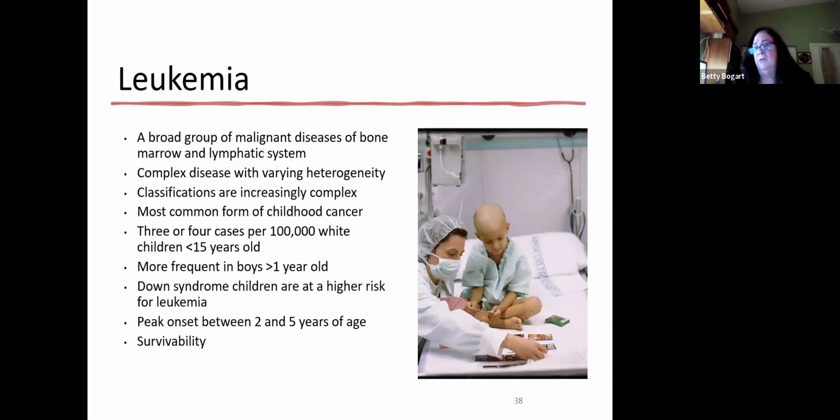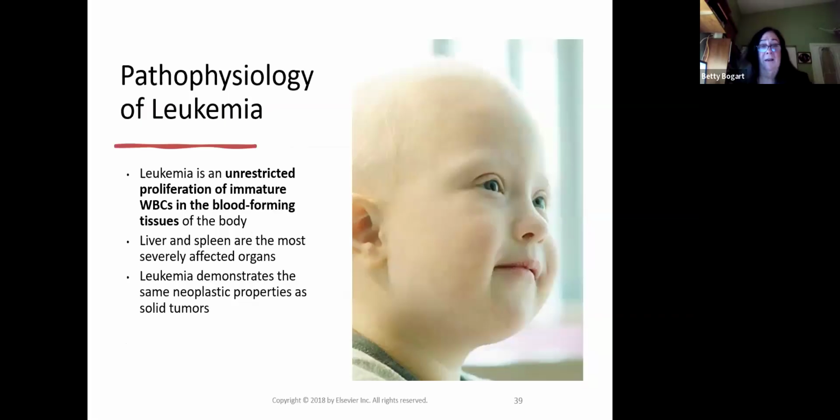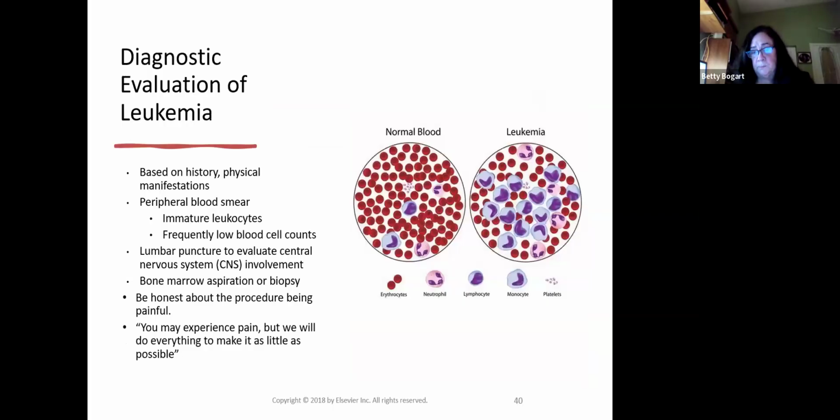I've talked about Down syndrome children. They're cognitively delayed. They're more apt to get leukemia, hypothyroidism, and congenital heart disease. These poor children, there's extra stuff they have to worry about, isn't there? So the definition: unrestricted proliferation of immature white blood cells in the blood forming tissues, which means the white blood cells are cancerous and they're not doing what they need to do.